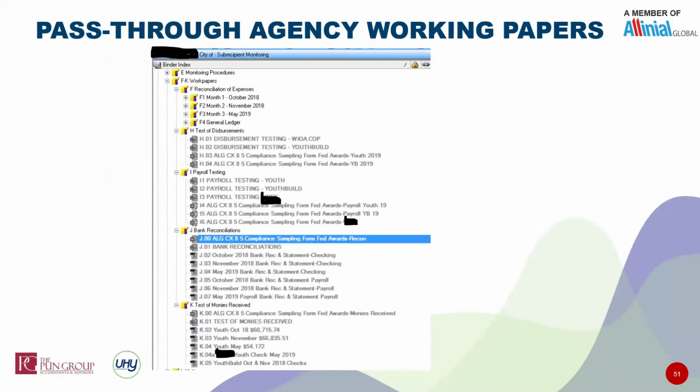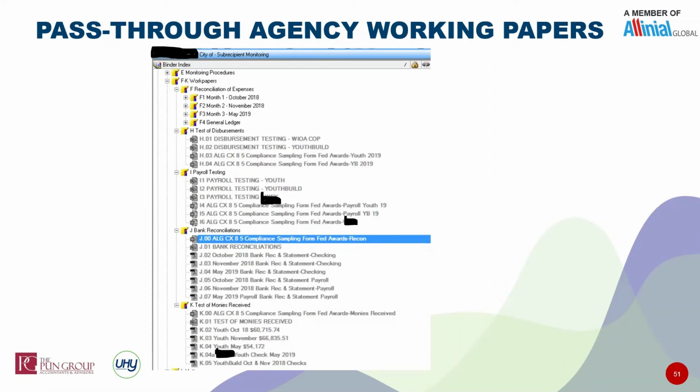So this shows our pass-through agency working papers, sections F through K. And you can see here where we've got our reconciliation of our expenses and our general ledger download in section F. Section G is our test of disbursements, and you can see we are using compliance sampling forms here for that. The next section, I, is payroll testing, and we're doing this based on each contract that they have.